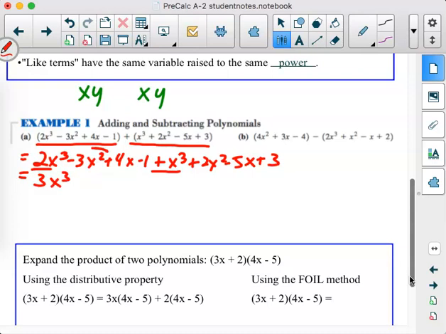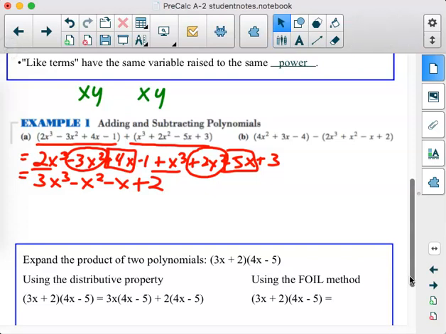Then I have some x squareds. I have a minus 3x squared plus 2x squared, which will be minus x squared. I have a plus 4x and a minus 5x, which is minus x, and then a negative 1 plus 3, which would be 2. And that's my polynomial. That's the resultant that I get right there. So 3x to the third minus x squared minus x plus 2.